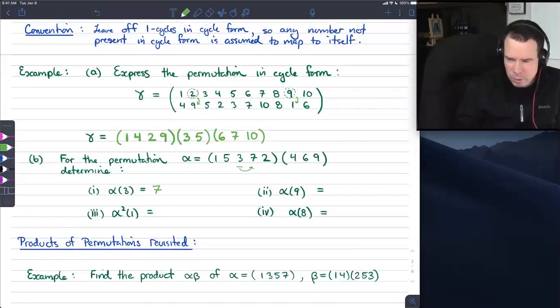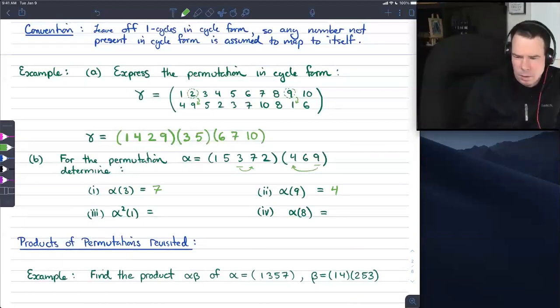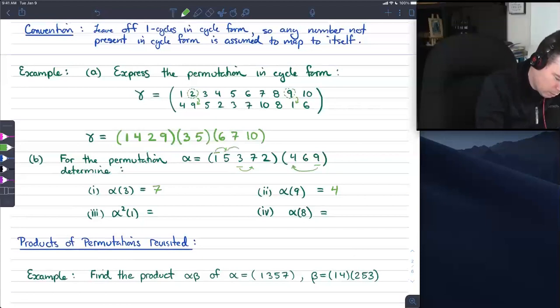And then the next one is, what's alpha 9? Well, I find 9 in there, and I find the one to its right, but I use wraparound in case I'm at the far right. So if 9 goes in, 4 comes out. What about alpha squared of 1? So I find the 1, here it is, and I'm applying alpha twice, so I make 2 hops, and a 3 comes out.